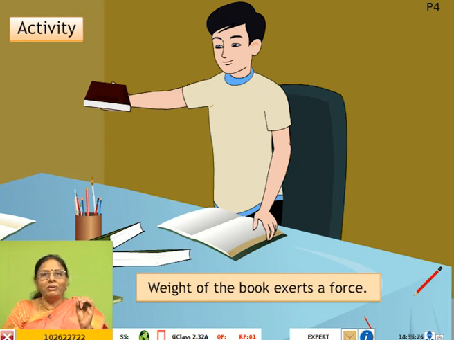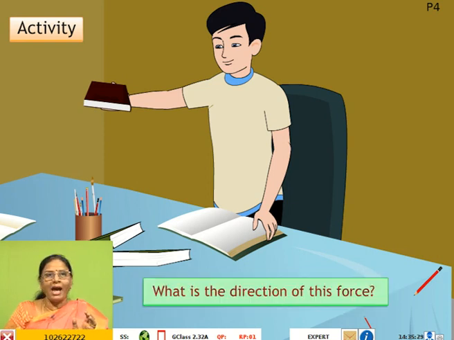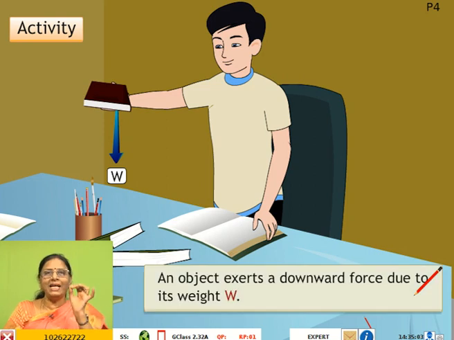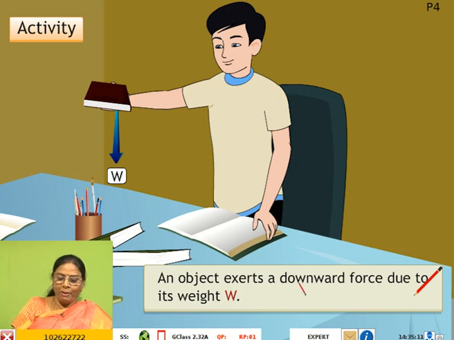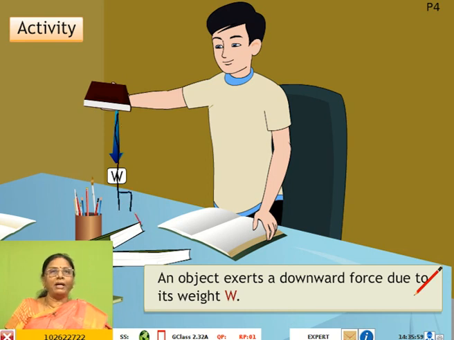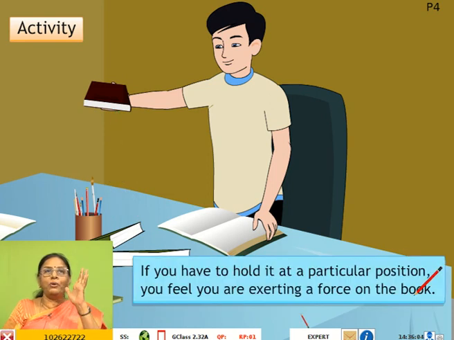So, the weight of the book is exerting a force on your hand, and what will be the direction of this force, children? Yes, it will be in the downward direction. The weight of an object always acts in the downward direction, and this is the force that is acting. This force will always be perpendicular to the ground, children. And this force is denoted by the letter W.